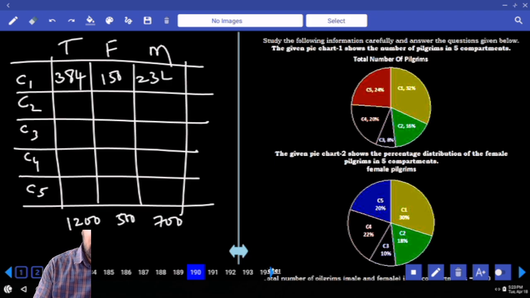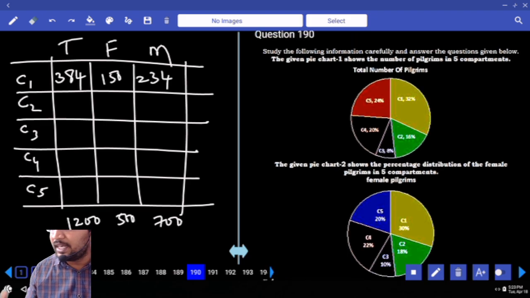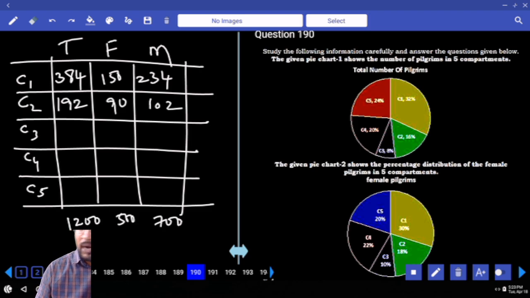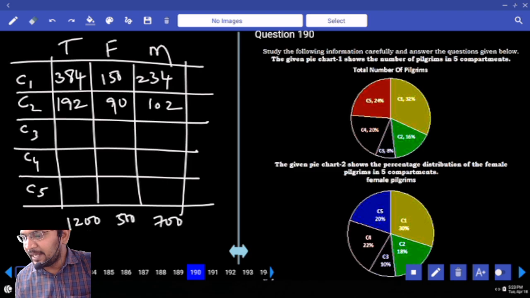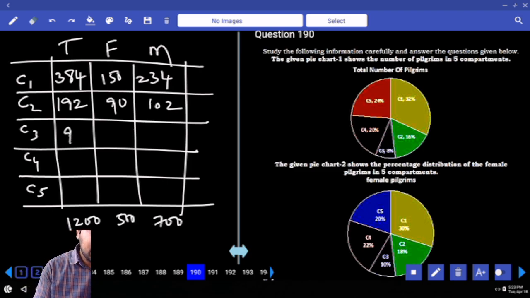If you subtract 150 from 384, remainder is 234. Now coming to here, C2, compartment 2, that is nothing but what? 16%. So 16 12 hours, na? 16 12 hours 192. Next here, 18%, 18 5 hours. Remainder is 102. Next C3, 8%, na? 8 12 hours 96. Here 10%, na? 10% is nothing but 50. The remaining is 46.